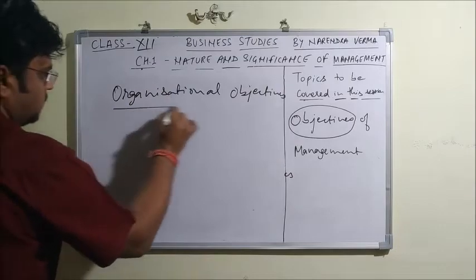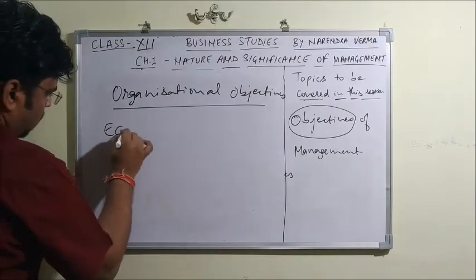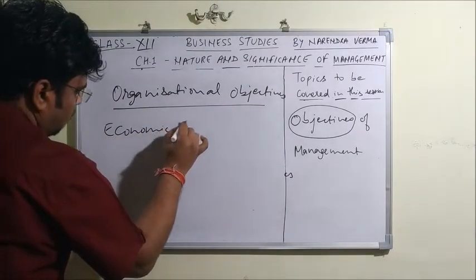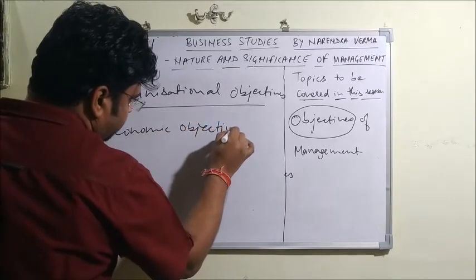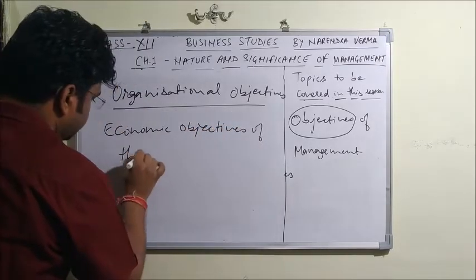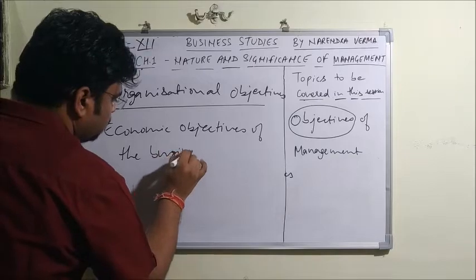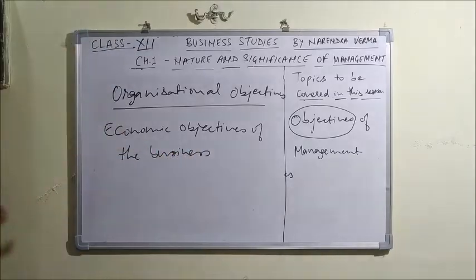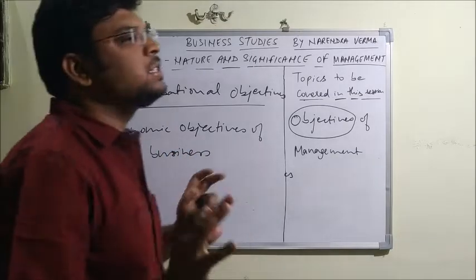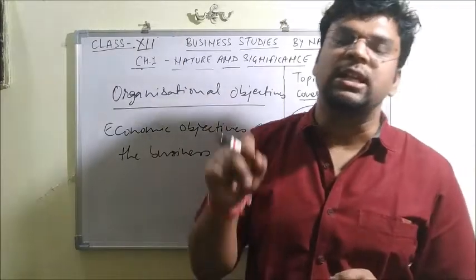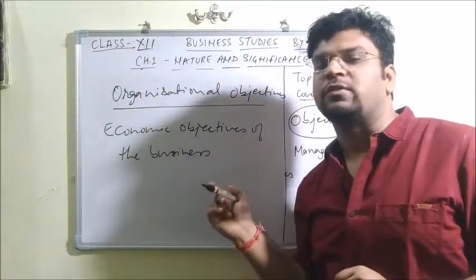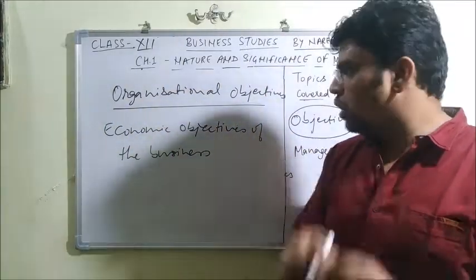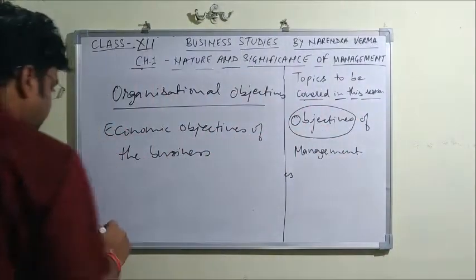You can say that these are the economic objectives of the business. Now you can easily recall by this statement that these are the same objectives that you learned in 11th standard, the economic objectives of the business. Now, what were those objectives? I would like to remind you.